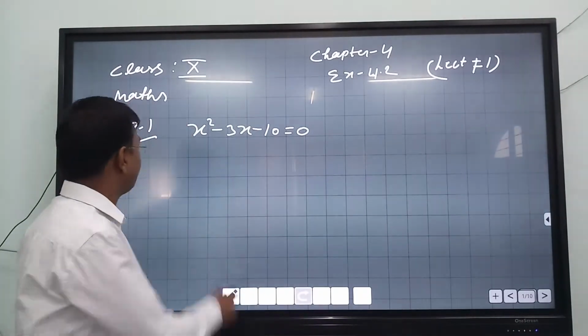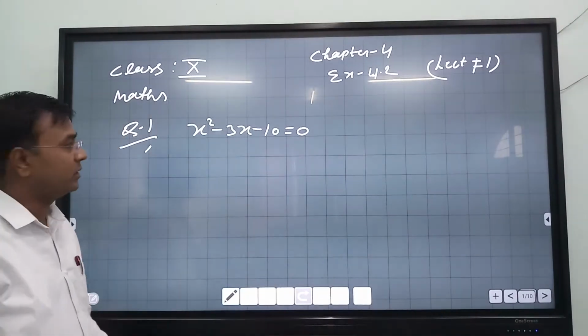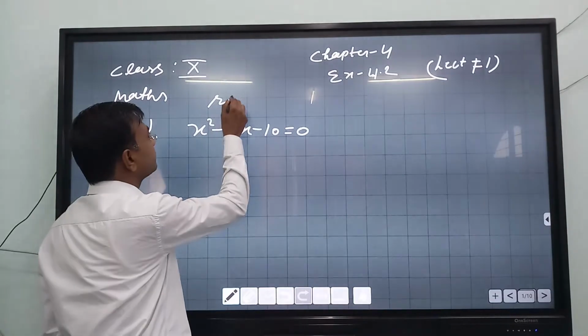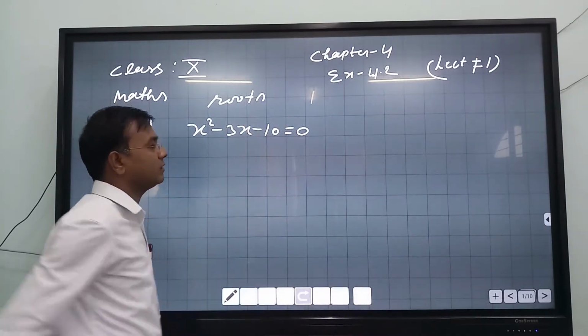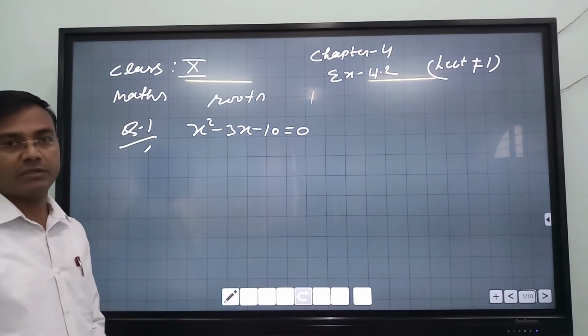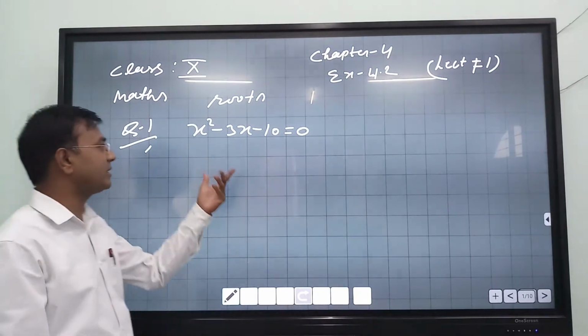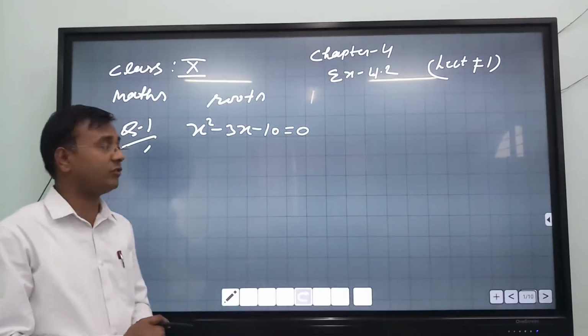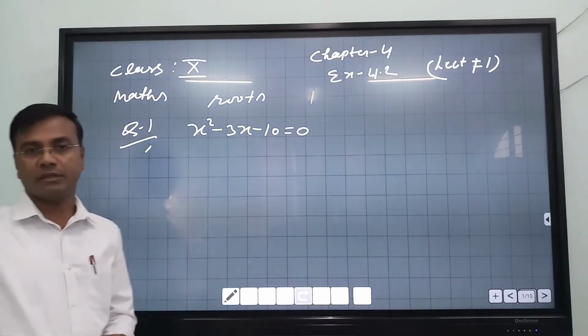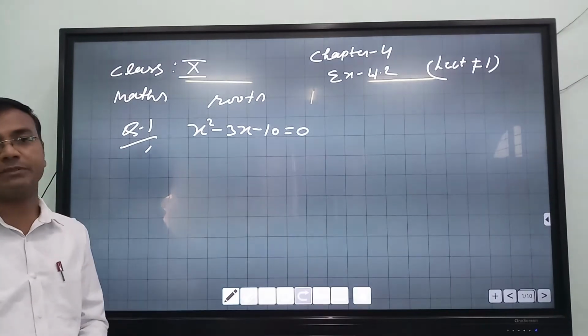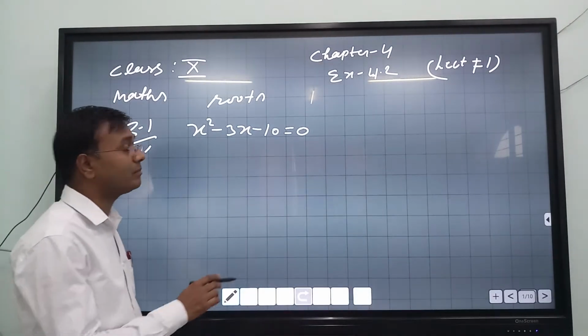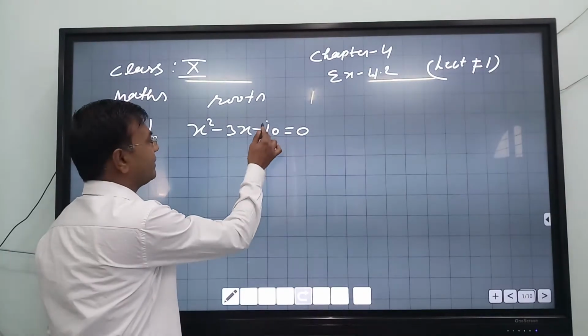The question number 2 we are going to discuss today is to find the roots by using the factorization method. The factorization method is the middle term splitting method, which we already know and already used in chapter 2, polynomials. So use that method.